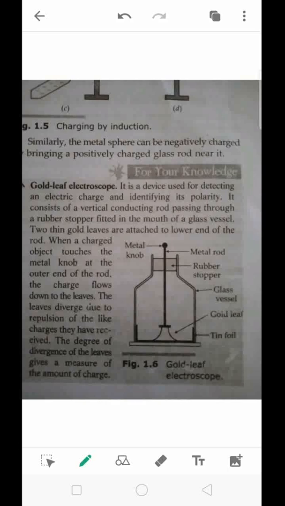The leaves diverge due to the repulsion of the like charges they have received, and the degree of divergence of the leaves gives the measure of the amount of charge. If the charged body brought near is very strongly charged, then the divergence of the leaves will be more, and if it is not very strong, the divergence will be less. Okay, so the repulsion of the two gold leaves will give the measure of the amount of charge present on the conducting rod. This is the instrument which is called the goldleaf electroscope.